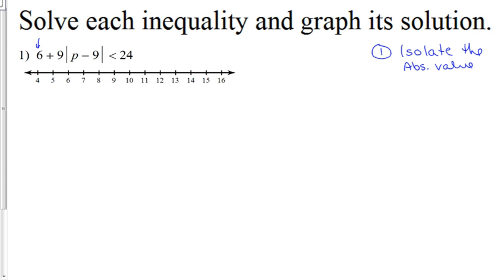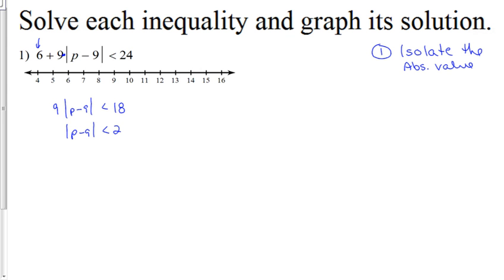We're going to take care of the one that's added or subtracted first. And then the one that's touching the absolute value is a multiply, so we're going to do that last by dividing. So let's subtract 6 from both sides. You end up with this. And then we'll divide both sides by 9. And we're given this. So that's first.